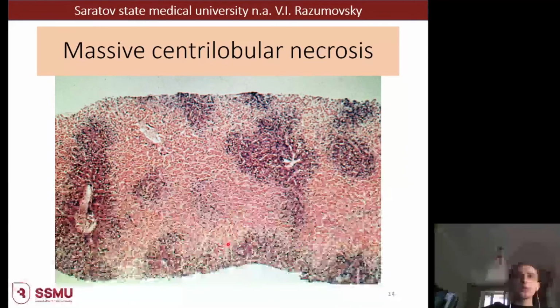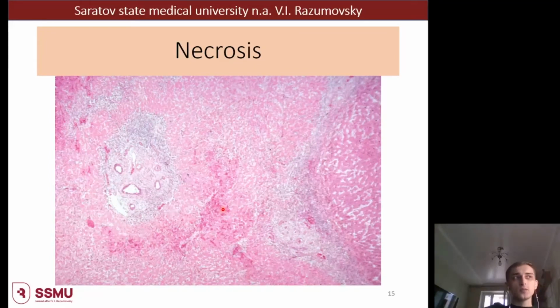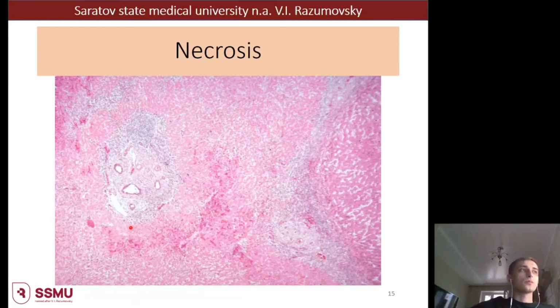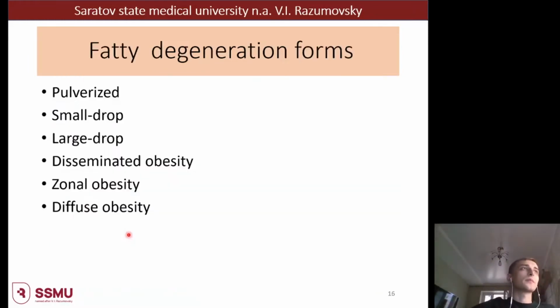Massive central lobar necrosis, you may see it here. It is associated with development of necrosis in the center of the lobe of the liver, and you can see its manifestation here. One more photo with necrosis. You may see a manifestation of necrosis in this part of the slide, and a big area of hemorrhage here. You can see fresh erythrocytes. It's a typical picture for necrosis of the liver.